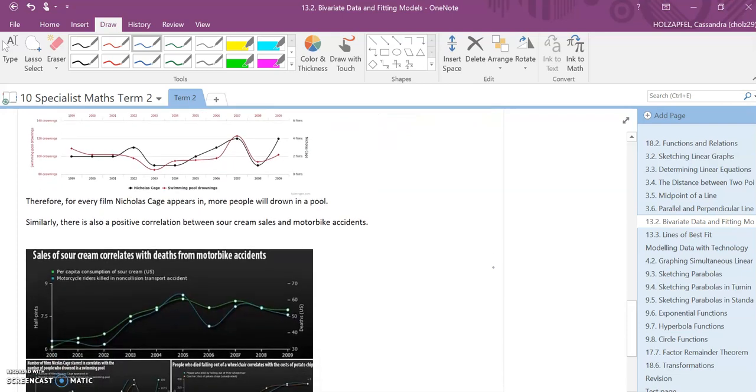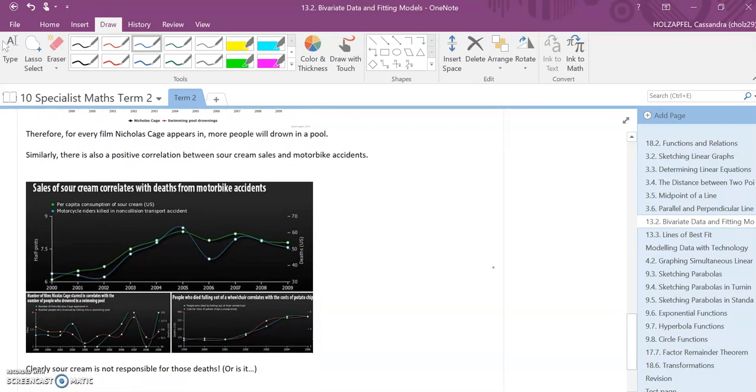There's also a positive correlation between things like sour cream sales and motorbike accidents. So we can see that as the number of sales of sour cream go up, the motorbike accidents seem to go up as well. And when the number of sour cream sales go down, the number of motorbike accidents go down as well. So maybe, who knows, maybe people buy more sour cream and they're throwing it on the road and that's what's causing people to slip up.